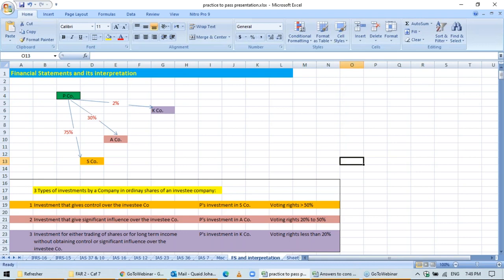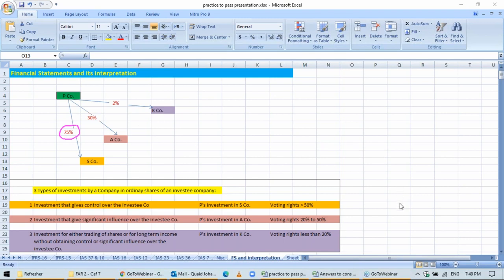So students, when will you consolidate financial statements? Consolidated financial statements are prepared when one company exercises control over the other. The investor exercises control over the investee. So in this case, the control depends on voting rights. Whether it will be able to control or not depends on voting rights. So this 75%, 30%, and 2% is voting rights.